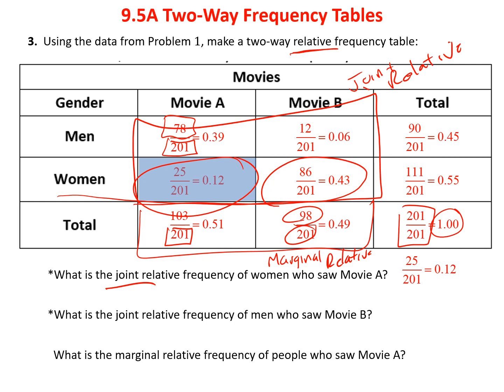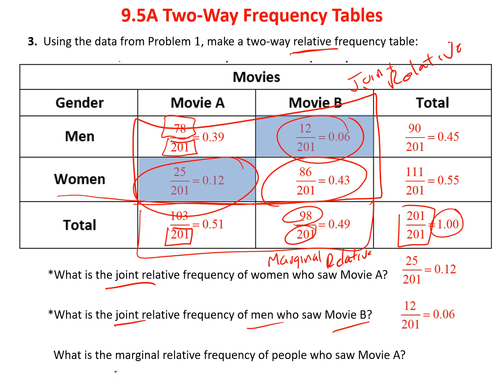What's the joint relative frequency of men who saw B? So men to B is going to be in that category there. The joint frequency is 12. The joint relative frequency, 12 divided by the grand total 201, is 6 hundredths, or about 6%.